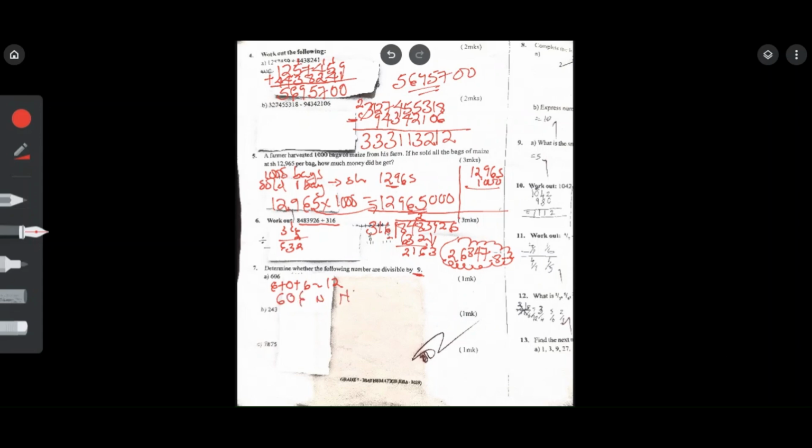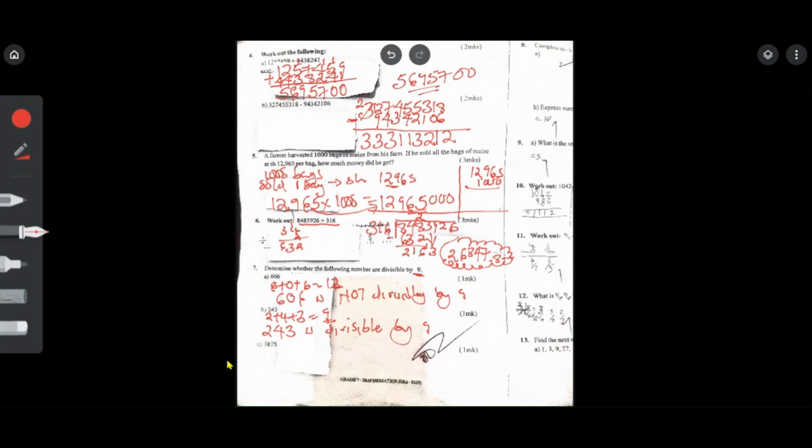606 is not divisible by 9. Yes, because this number is not. 9 cannot go into 12 without leaving a remainder. So this is not. And therefore, the whole of 606 is not divisible. If I take 2 plus 4 plus 3, the answer here is 6 plus 3, that one is 9. 9 is divisible by 9. Therefore, 243 is divisible by 9. So you get your 1 mark there.